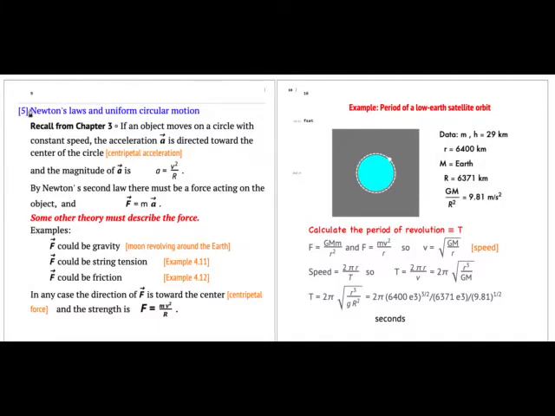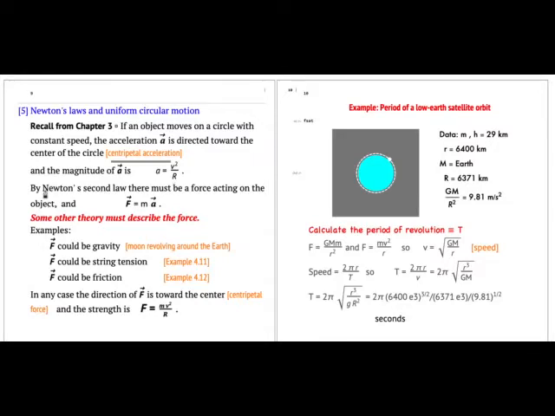Now, the last section of Chapter 4 is Newton's laws and uniform circular motion. We recall from Chapter 3 that if an object moves on a circle at constant speed, then the acceleration is directed towards the center of the circle. That's the centripetal acceleration, and we've studied that before. We know its direction is towards the center, and we also know the magnitude of the acceleration. A is a vector. This a doesn't have an arrow over it, so it's not a vector. This is the magnitude of a. It's v squared over r.